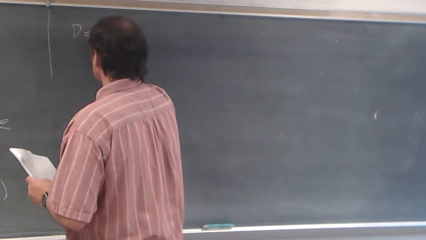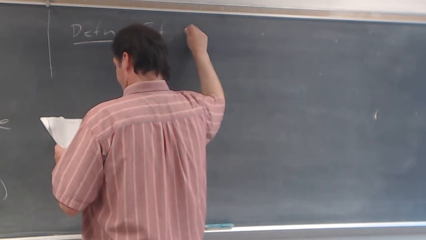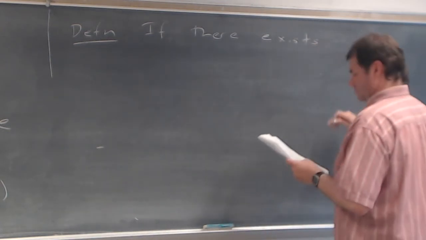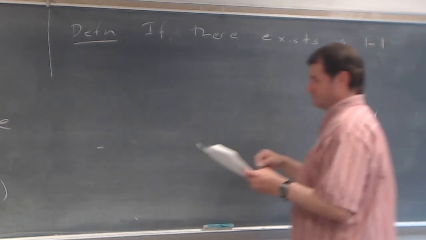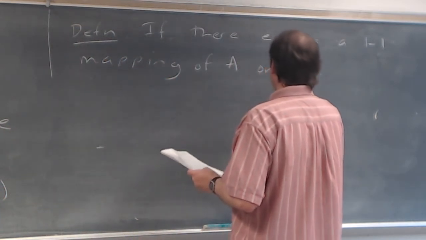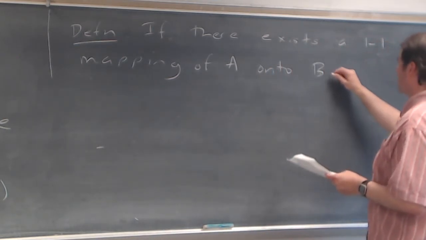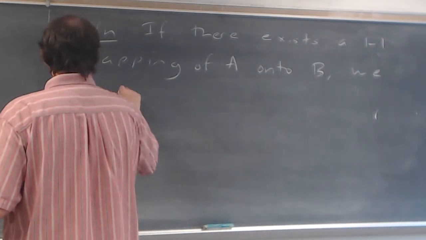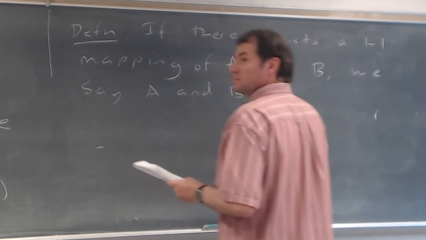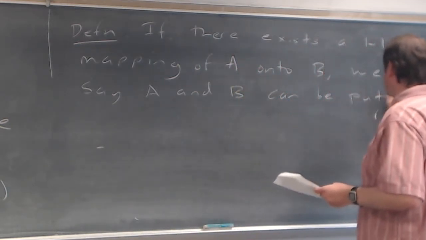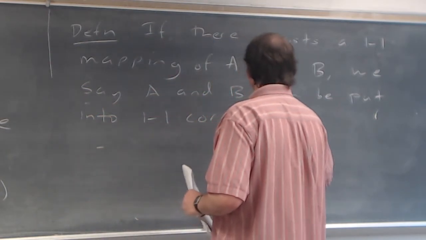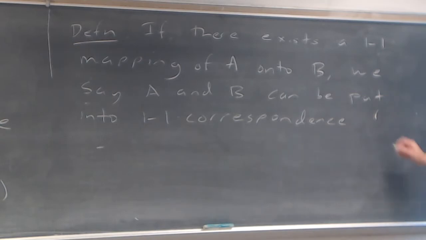Okay, here's another definition. It says if there exists a one-to-one mapping of A onto B, not into, more than that, onto B, we say A and B can be put into one-to-one correspondence.